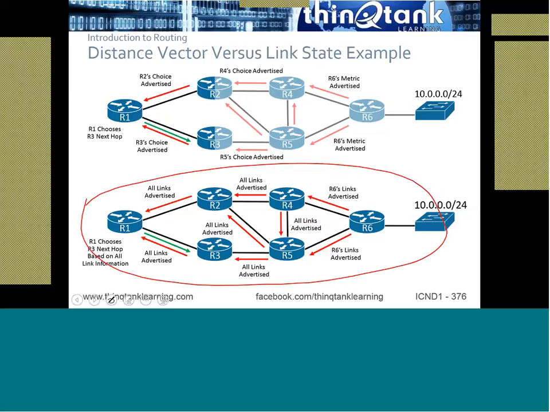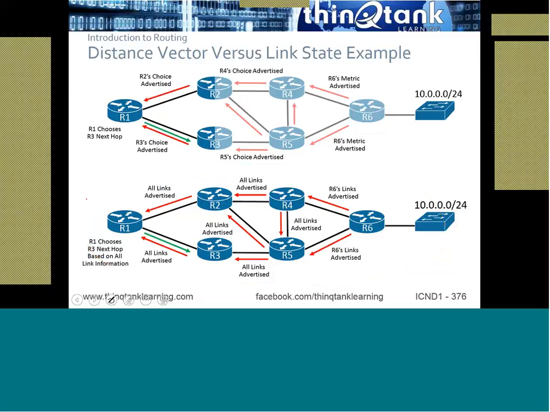But on the flip side, you can imagine that the databases are much more complex, and the information that has to be exchanged is much more detailed. And the database has to be bigger. The database is larger, yes. Why is it called link state? Because router 1 knows the state of every link in the topology.